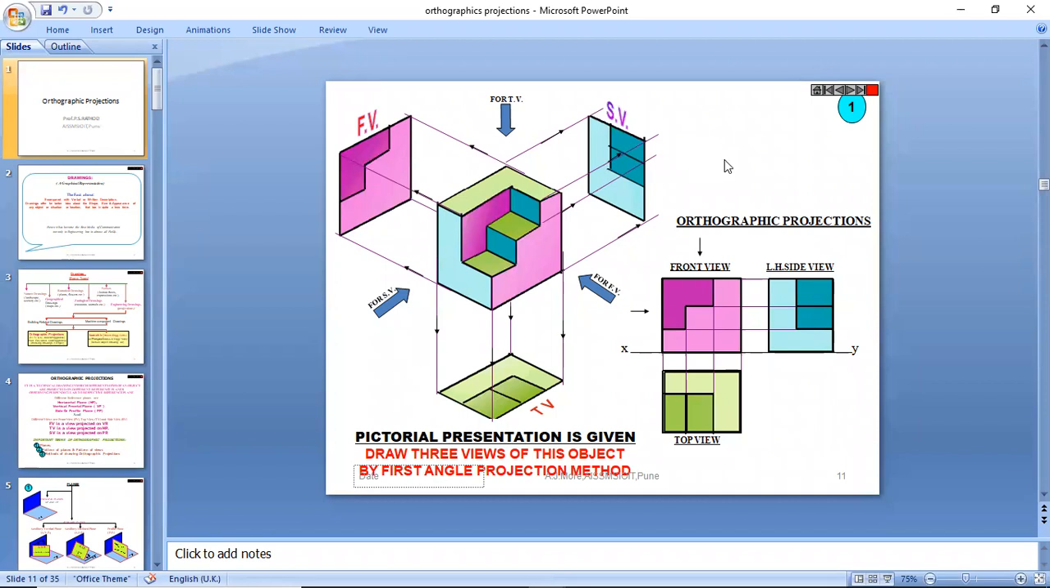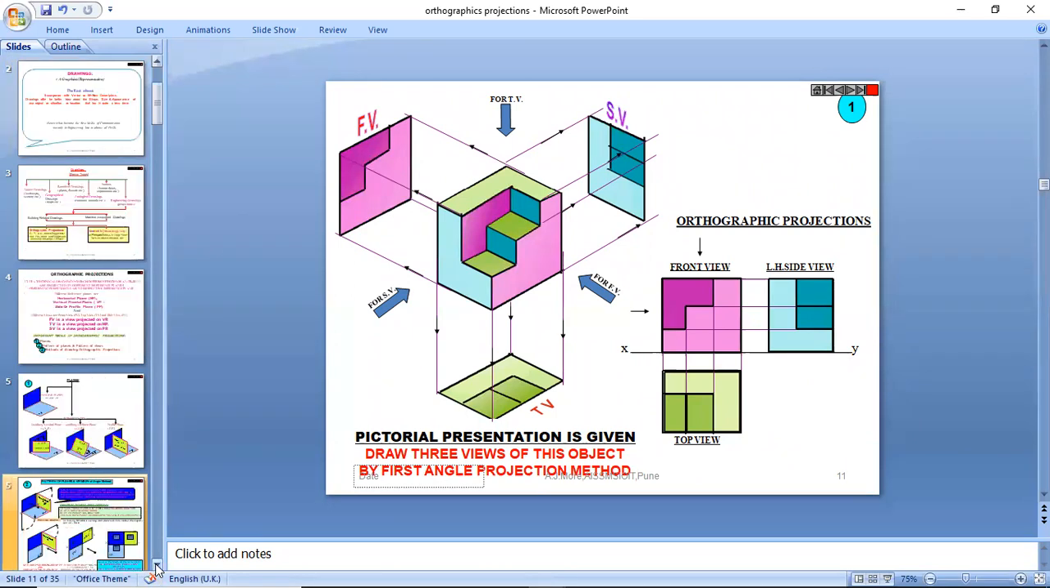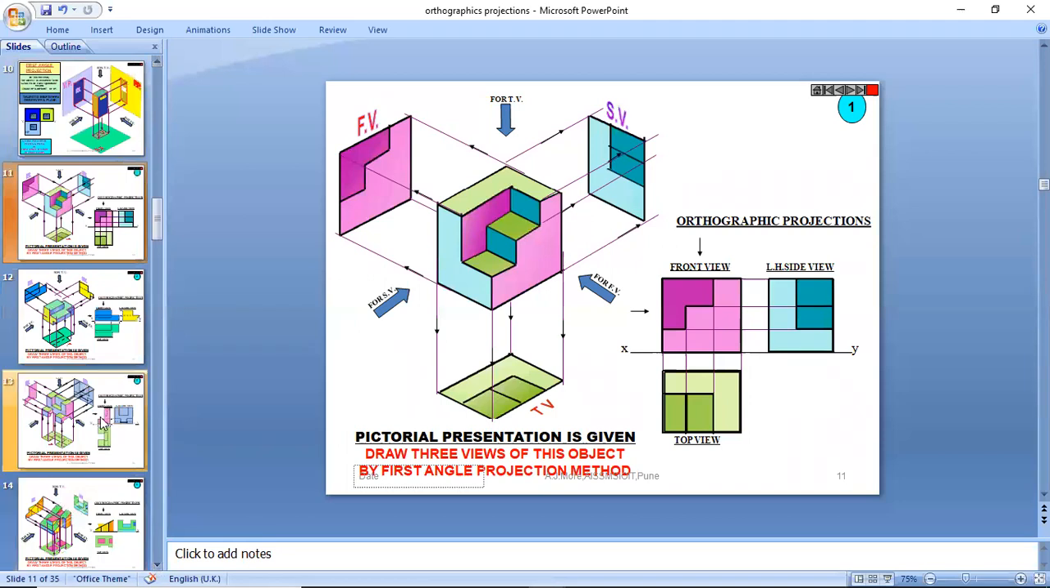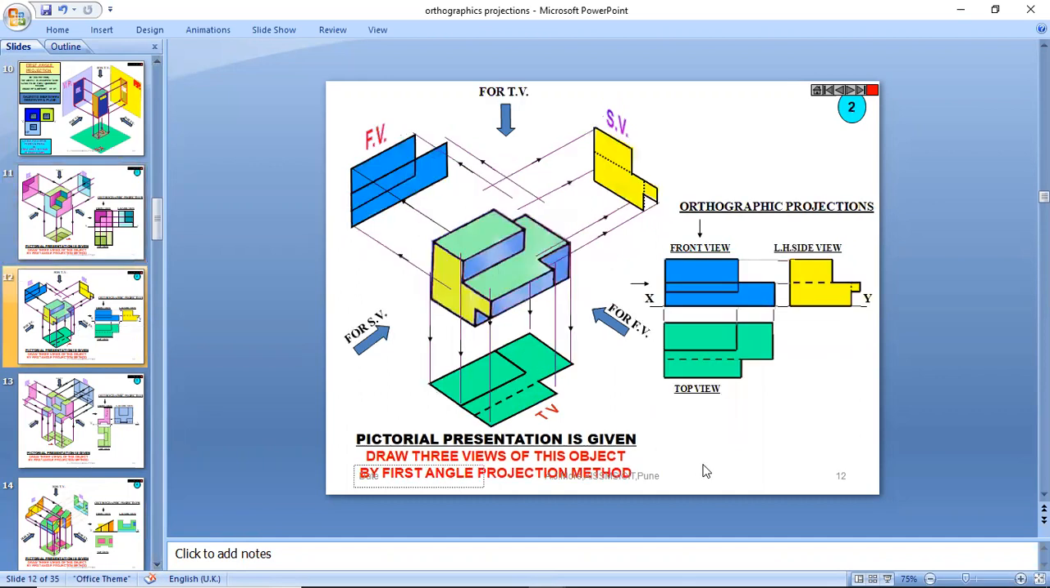Today we are going to discuss the orthographic projections. In the previous lectures, we have discussed the basics of orthographic projections and their meaning. In today's discussion, we are going to discuss in detail the orthographic projections for the views of various types of machine elements or machine drawings.